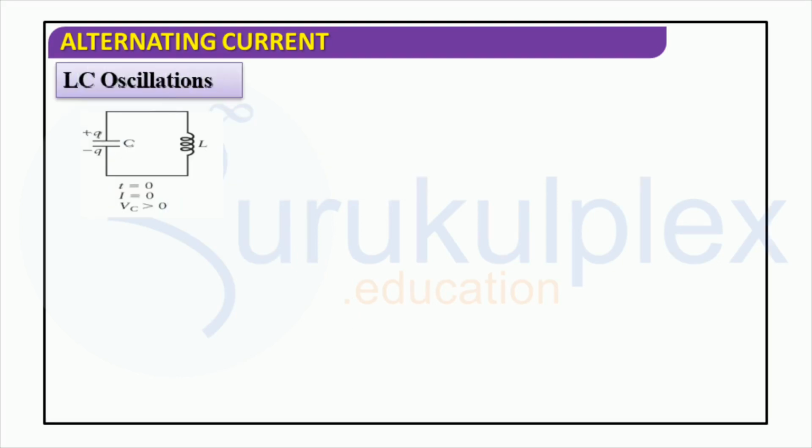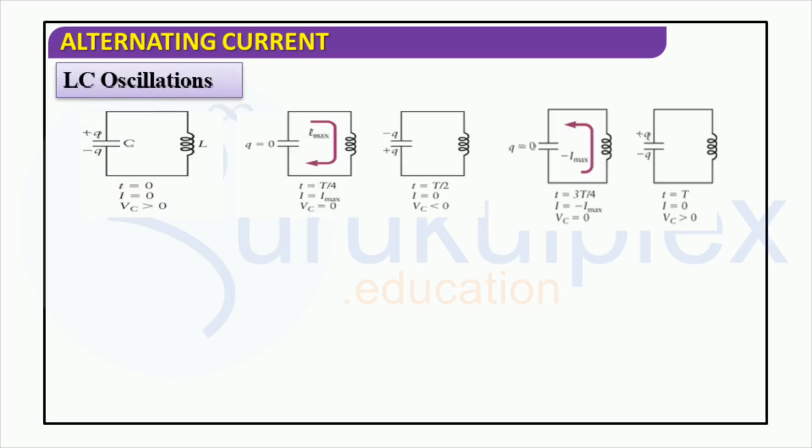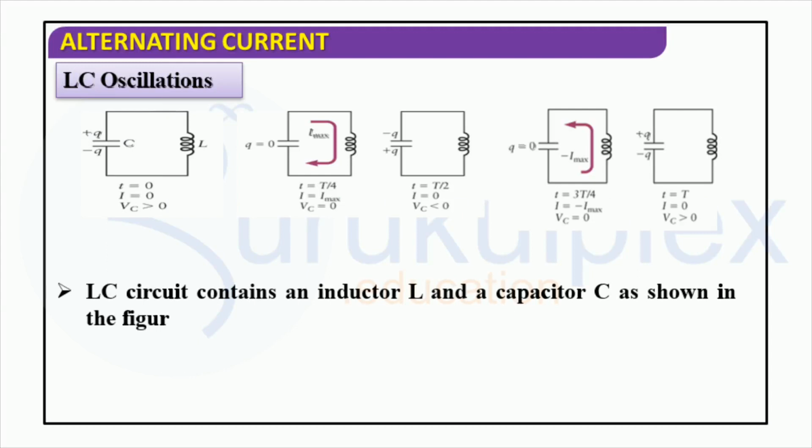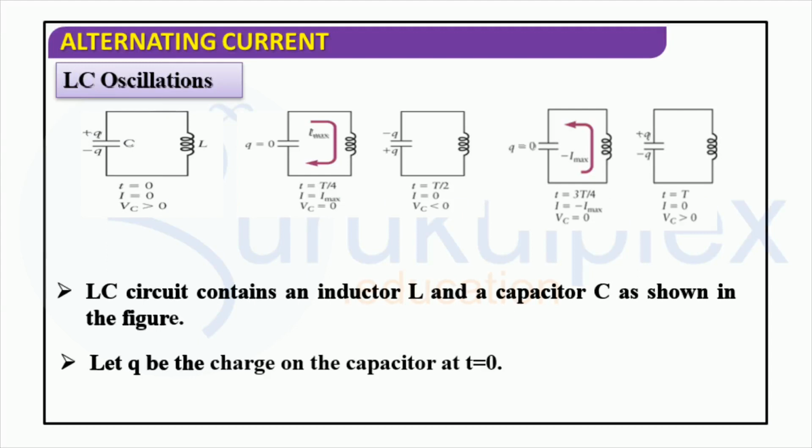An LC circuit consists of an inductor L and a capacitor C, as shown in the figure. At time t equals 0, let Q be the charge on the capacitor. When the switch is closed, a current starts flowing. This creates oscillations between the inductor and capacitor, which oppose the current flow. Initially, the current increases exponentially, but it will eventually reach a steady state and the oscillations will dissipate.